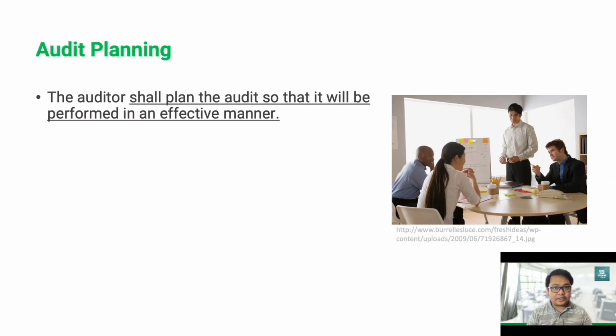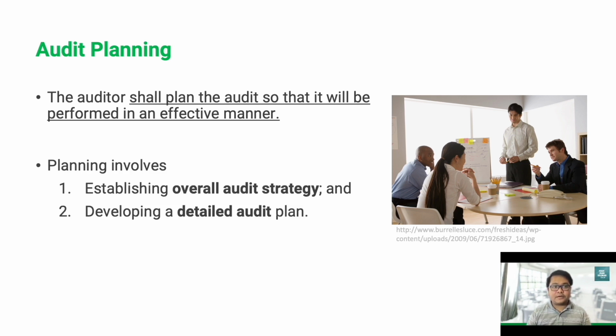According to PSA 300, which is our main standard for this lecture, an auditor shall plan the audit so that it will be performed in an effective manner. In an effective manner, meaning the auditor will be able to achieve the objectives in an audit of financial statements. Audit planning involves, number one, establishing the overall audit strategy, which will set the direction of the audit, and number two, developing a more detailed audit plan. The more detailed audit plan follows the direction set in the overall audit strategy and enables the auditor to determine the nature, timing, and extent of his or her audit procedures.